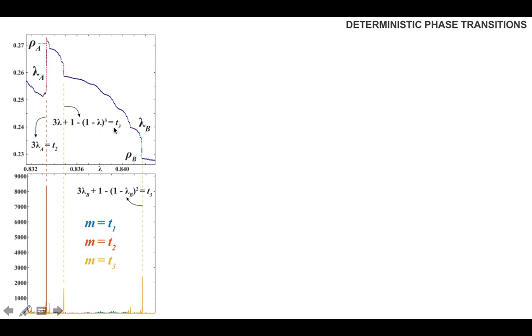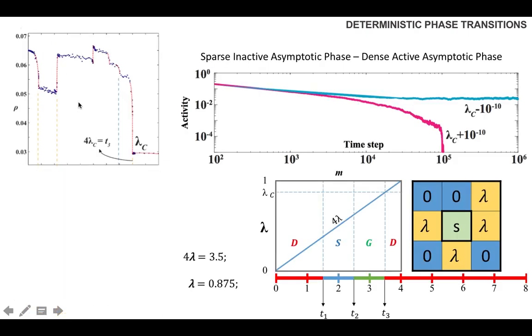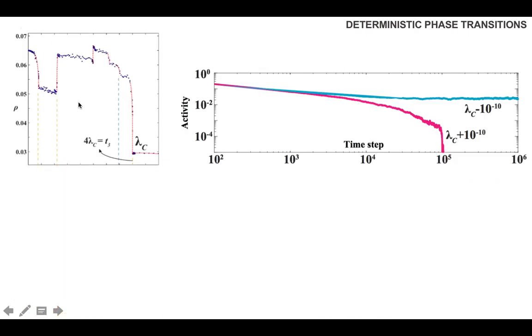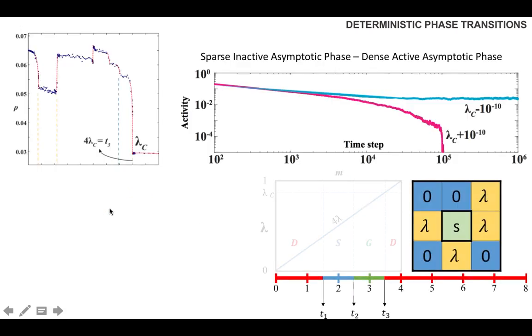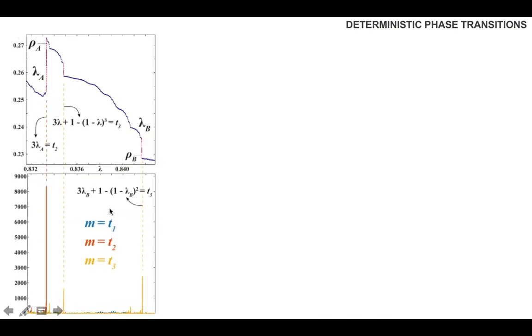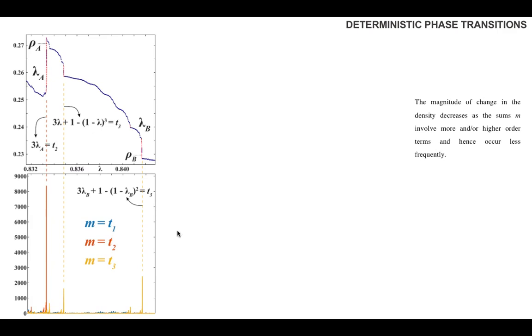Okay, the other significant transition, let me go back a little bit. You might remember there is another significant transition here. In fact, this is the largest transition in the system, which also happens when the sum equals one of these T1, T2, T3s. In this case, 3 lambda is equal to T2, which corresponds to lambda equals 5/6.